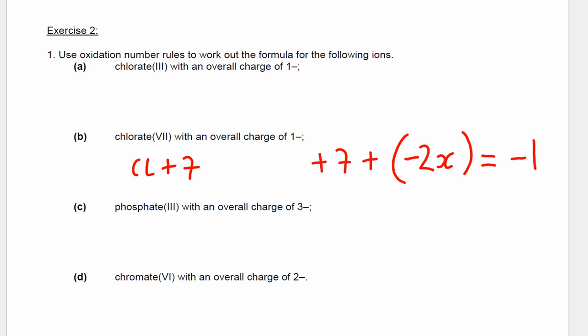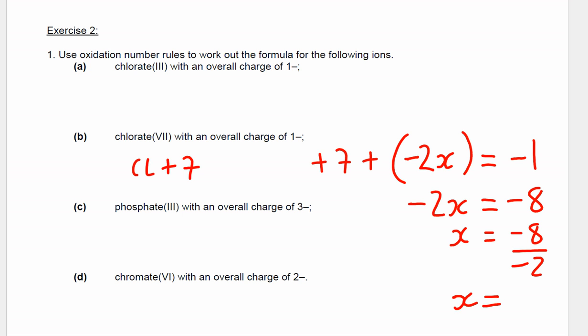So trying to simplify that, -2x will be equal to -8. X is going to be -8 divided by -2. X will be equal to 4. So if I've done all my arithmetic correctly, the formula will be Cl, O, we've just worked out that there are 4 of them, and the charge is 1 minus.